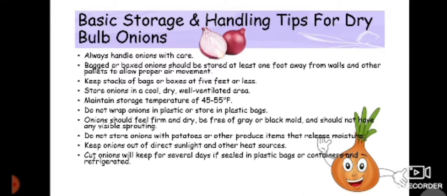Do not wrap onions in plastic or store in plastic bags. A lack of air circulation will reduce shelf life. Onions should be firm and dry, free of gray or black mold, and should not have any visible sprouting. Some loose skin is normal. Do not store onions with potatoes or other produce items that release moisture. Keep onions out of direct sunlight and away from heat sources. Last, cut onions will keep for several days if sealed in plastic bags or containers and refrigerated.